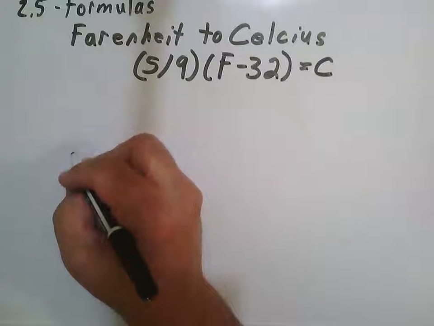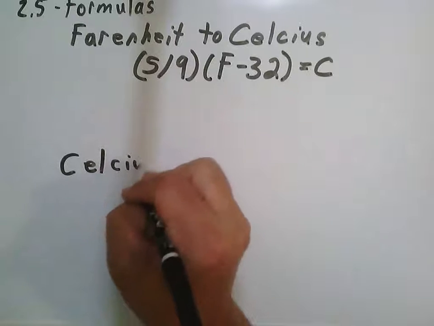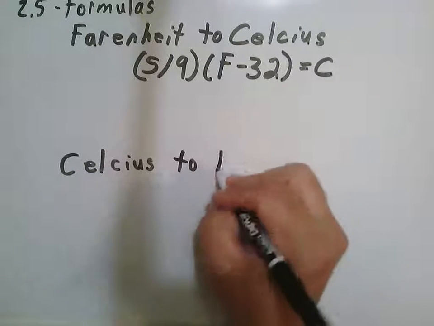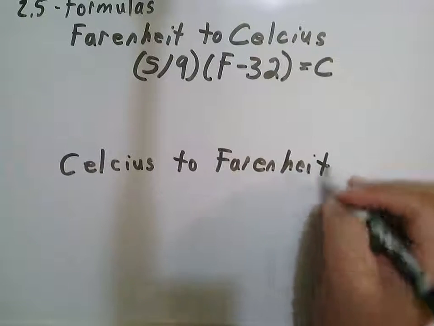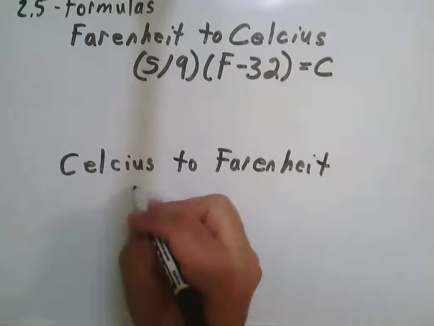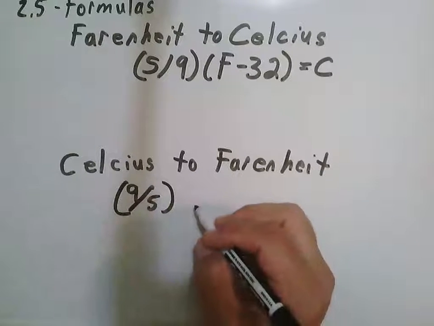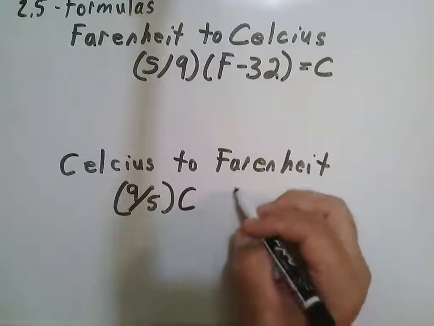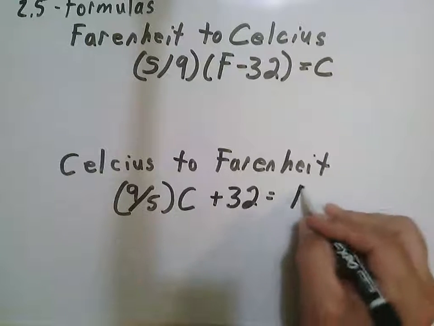On the reverse of that, if I'm going from Celsius to Fahrenheit, it's a very similar formula, but it's slightly different. It's kind of the reverse of the other one. It's going to be 9/5, and all of that is going to be times my Celsius, and all of that is going to be added to 32, and that's going to give me my Fahrenheit.